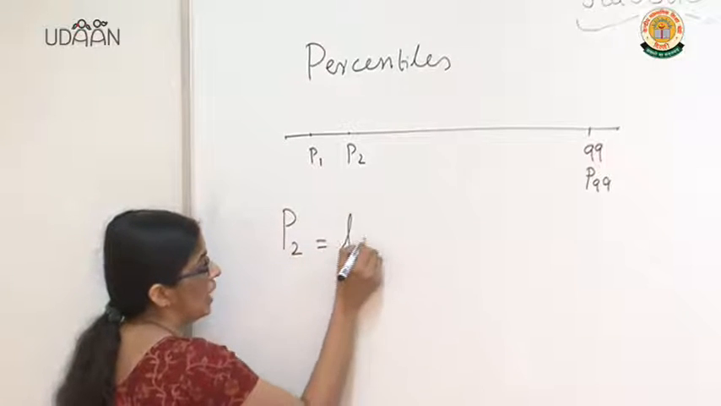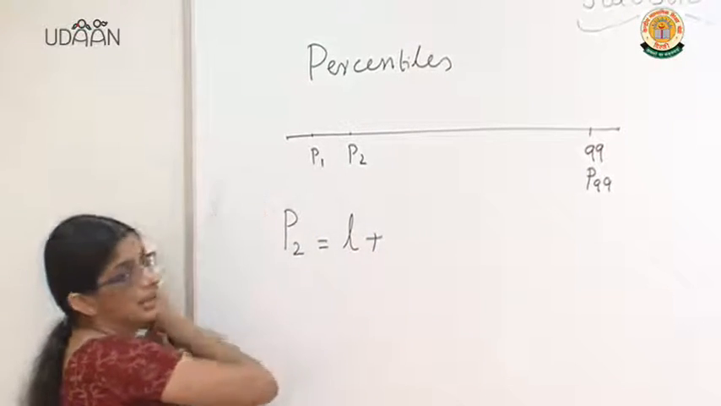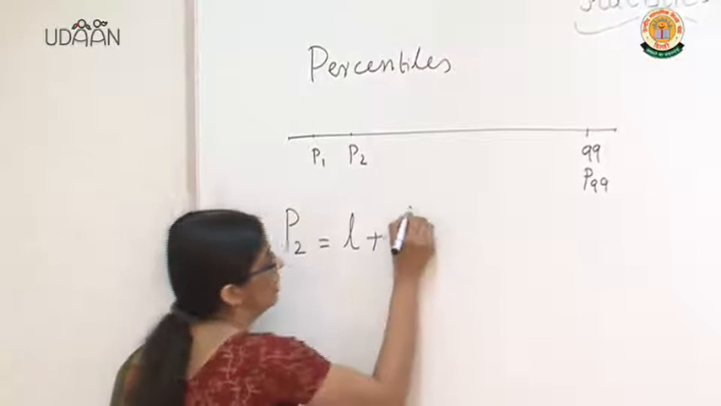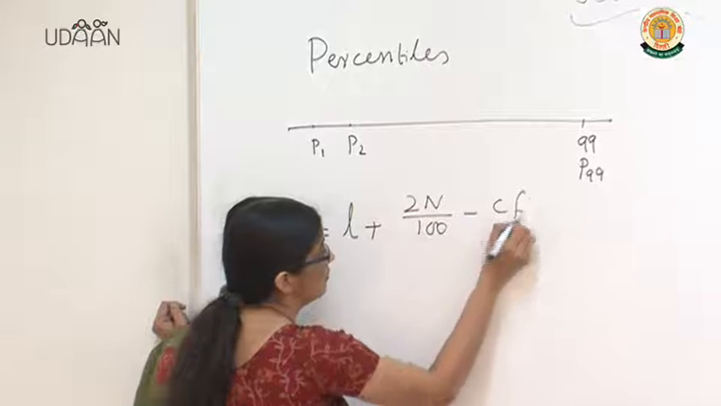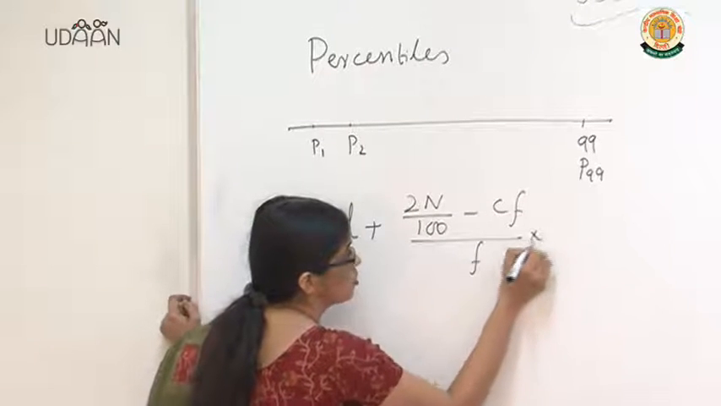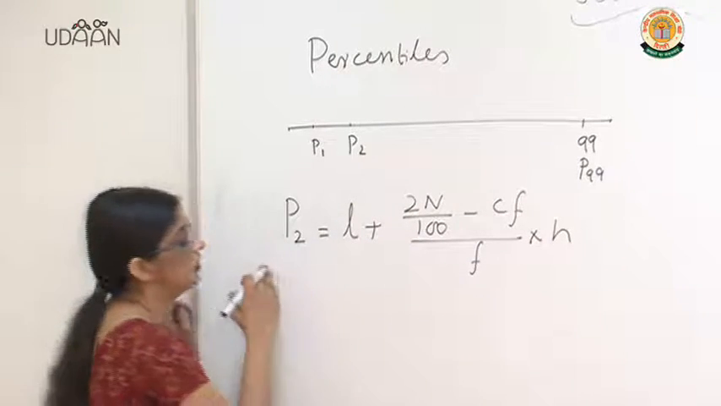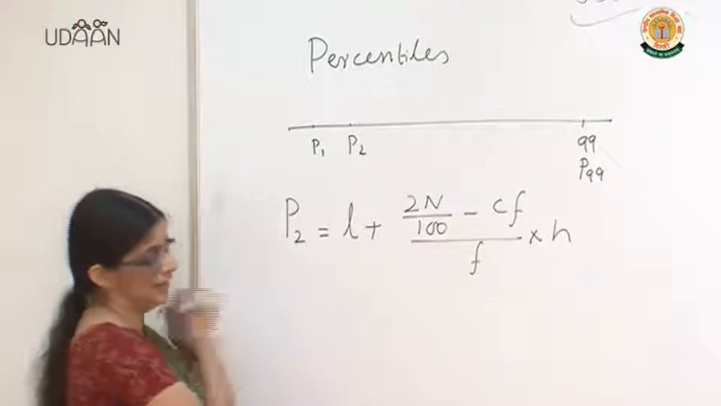P2 is equal to L plus, on the left-hand side of P2, how many? 2%. So it will be 2n divided by 100 minus Cf, divided by f, into h, and a similar formula follows for the remaining percentiles.